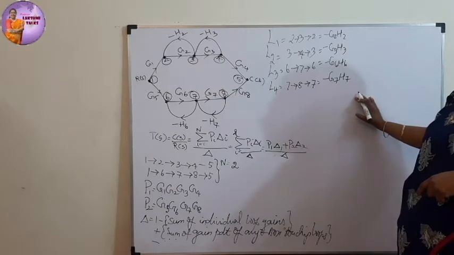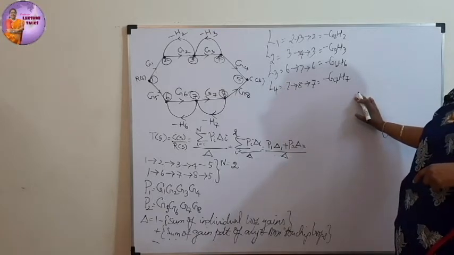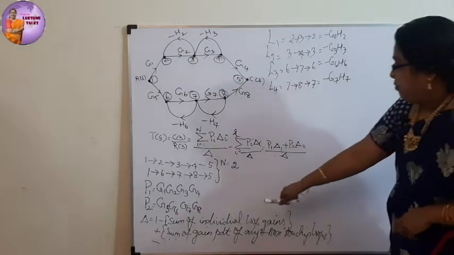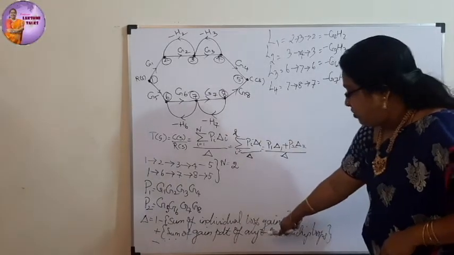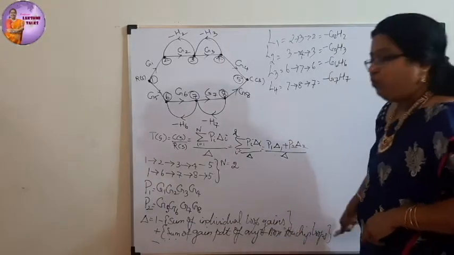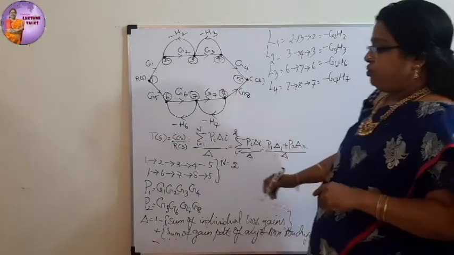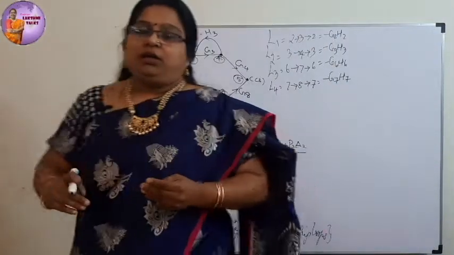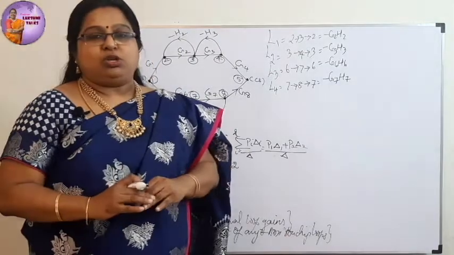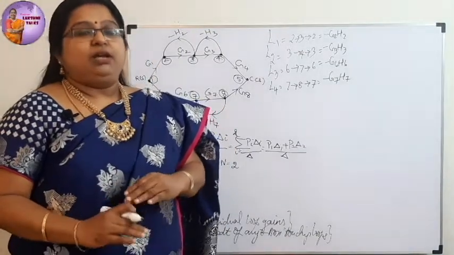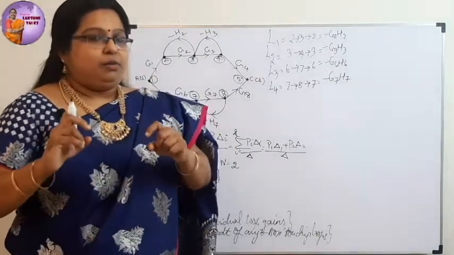So these 4 are the loops. Now we have to see how many two non-touching loops there are. We have the sum of individual loop gains. Next we need the sum of gain products of any two non-touching loops. So we have to find whether there are any two non-touching loops. What is meant by non-touching loops? Loops which are not touching each other, which don't have a common node.